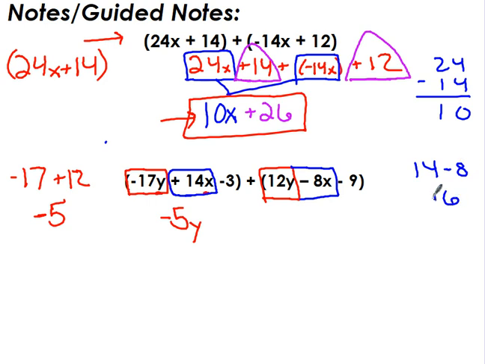And that's a positive because I have more positives than I do negatives. So therefore, positive 14x, negative 8x makes positive 6x. So those are now gone. I also did get rid of, I combined this negative 17 with this 12.